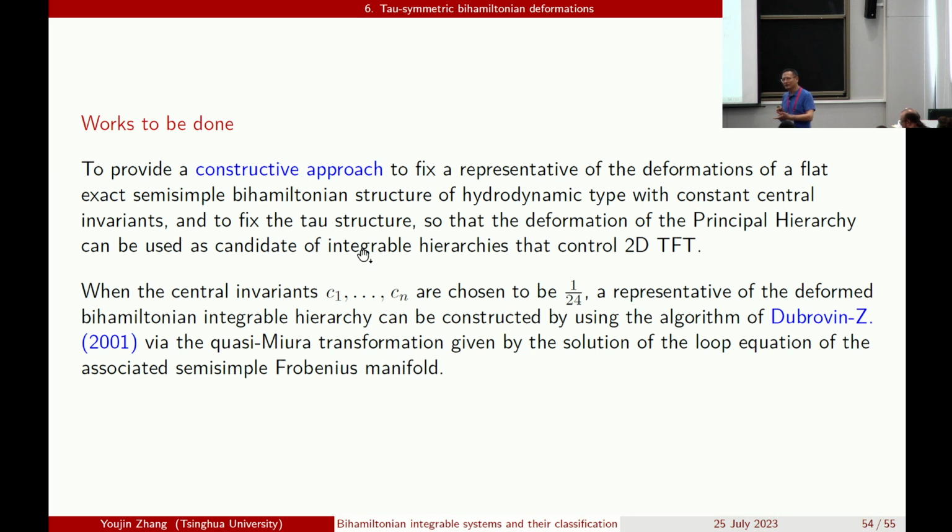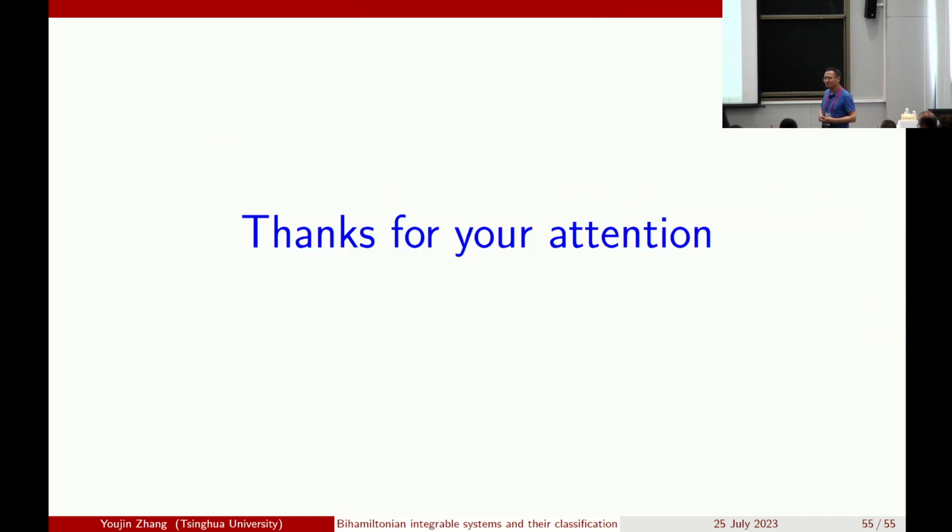But the action of these Virasoro symmetries on the tau function cannot be represented as a linear action on the tau function. They are more complicated. Only in the case of central invariants all equal to 1/24 are the actions of the Virasoro symmetries clear. So we can use this to construct the integrable hierarchy. I think my time is over. So thank you.